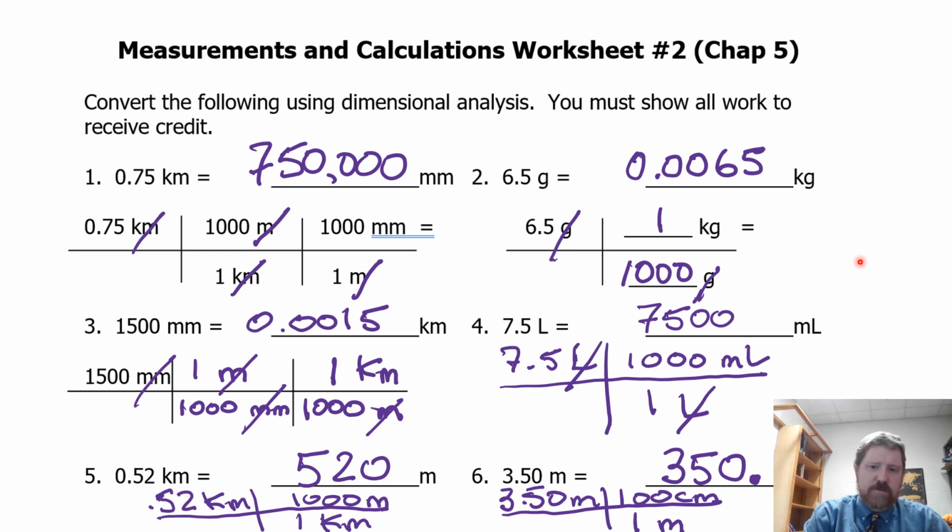The unit we were given was in grams, 6.5 grams, and the unit we're going to, kilograms, needs to be on the top and not canceled out. So the units work, then we do the math, 6.5 times 1, because that's on top, over 1,000, that's divided by 1,000. So 6.5 times 1 divided by 1,000, boom.